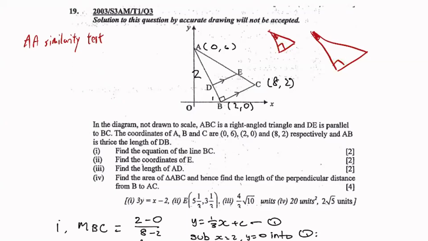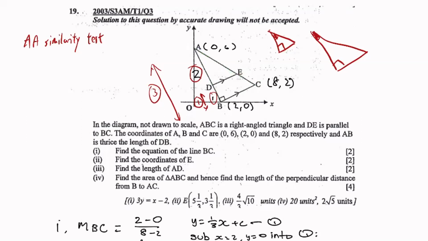Very good. Now that we know they are similar, and we also know that AB is 3 times the length of DB, AB is over here, 3 units. Then DB is 1 unit. That means 3 minus 1, you get 2 units. Exactly what you wrote here. Very good. Okay. So what? Find the equation of the line BC. You found that already. Then part 2, find the coordinates of E. If you know this is 2:1, and it's a similar triangle, you should also know that this to this will also be 2:1. Does it make sense?